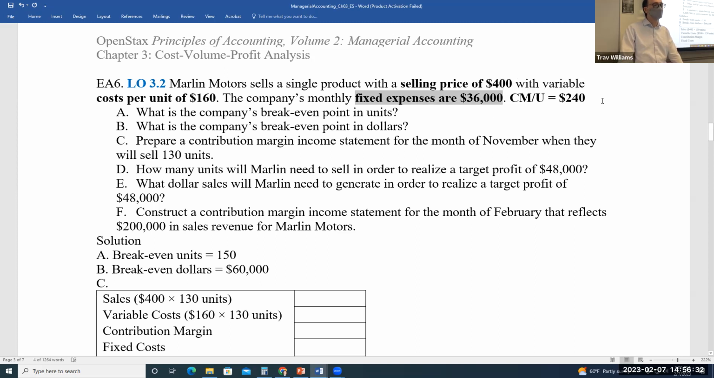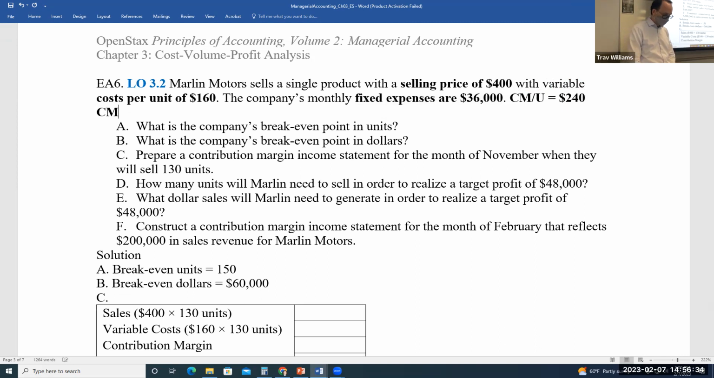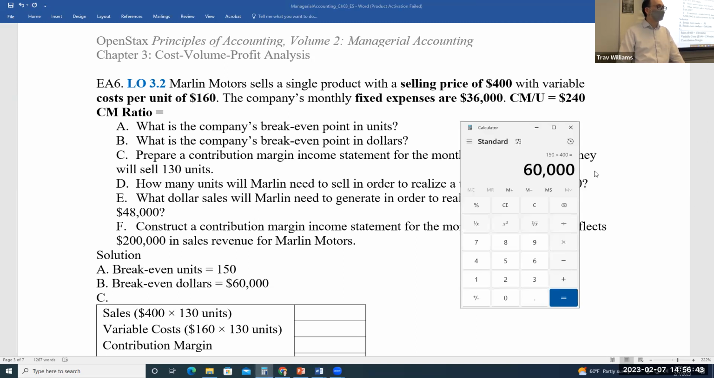What is our contribution margin ratio? How can we calculate that? What was that, Rosalba? Okay. What was that, Zach? Contribution margin divided by sales. Okay. All right. So in this case, we have the per unit information. So I'm taking contribution margin. Oops, I did the wrong thing. Contribution margin per unit divided by sales price per unit. And we get 0.6, right? So that is our contribution margin ratio.